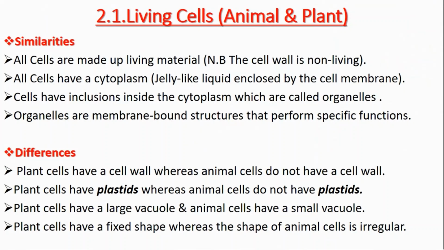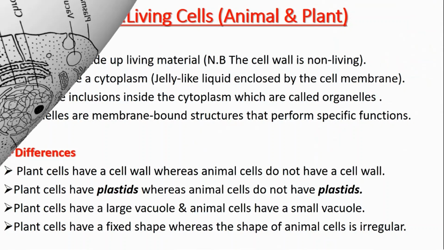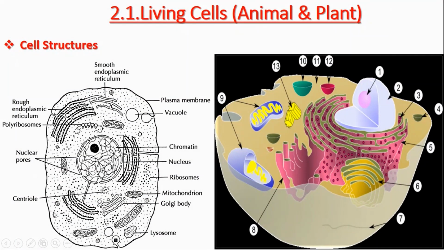Plant cells have a fixed shape and animal cells have an irregular shape. As you can see the irregular shape of the animal cell, if we were looking at the plant cell, it would have the cell wall, as I said, and the cell wall would make it look like it was having a fixed shape.